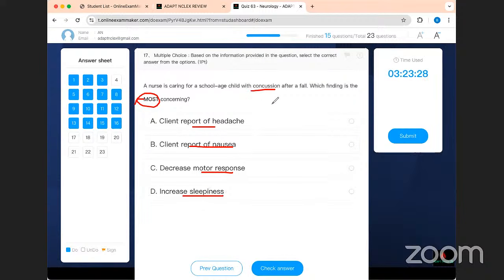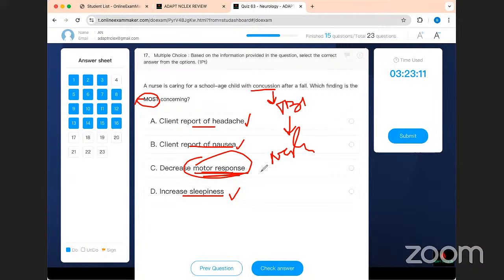Concussion means you have TBI, traumatic brain injury. Early signs of brain injury: you get headache, you have nausea, you may vomit, you may have sleepiness. A late sign is starting to have neurological symptoms. These are motor symptoms. This is bad. That's why we do GCS, right? EMV, right? Motor. Motor function.